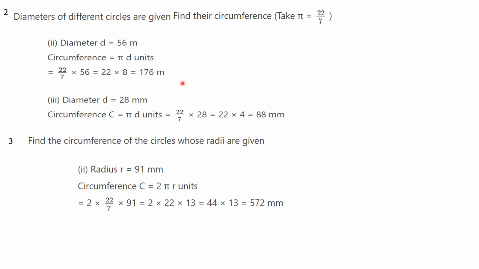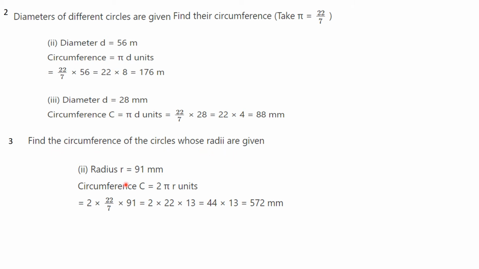Next, diameter given 28 millimeter. Here also use this formula pi d units. So 22 by 7 into 28. 7 and 28 cancel with the 7 table. You get 4. So 22 into 4 equal to 88 millimeter. Next, find the circumference of circles whose radii are given.